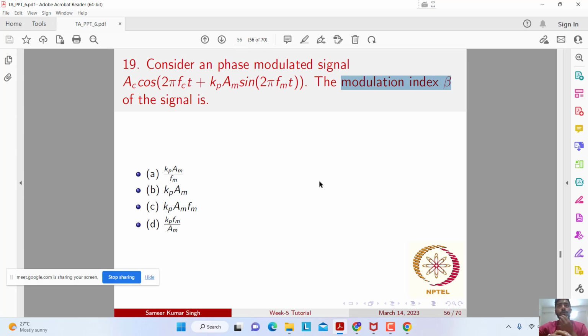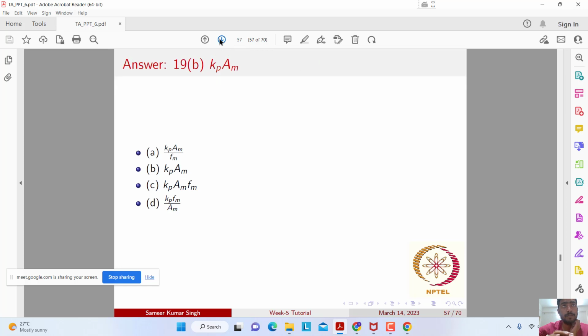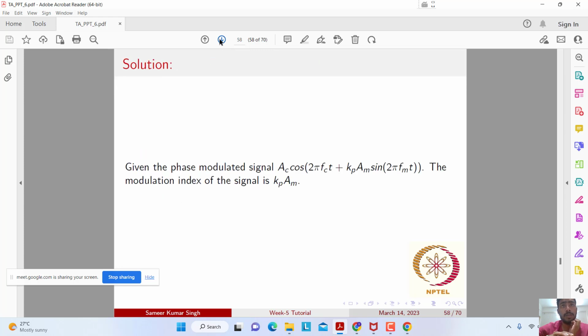Okay, we will not waste too much time. The answer will be KP Am. That's the direct formula to calculate the modulation index of phase modulation. From just the comparison you can get KP from the equation.